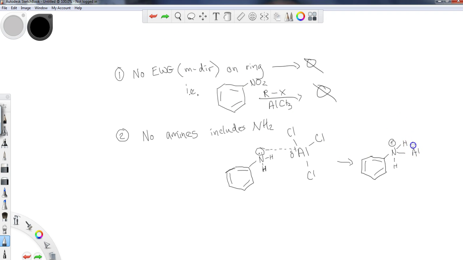The nitrogen donated the lone pair, so it's plus. The aluminum would be minus. And then Cl's would also be here. And so this is almost, you're starting to look at ionic type property, plus minus, when you have this coordination. So this would ruin the catalyst that you need in order to perform the Friedel-Crafts alkylation. So no electron withdrawing groups, no amines.